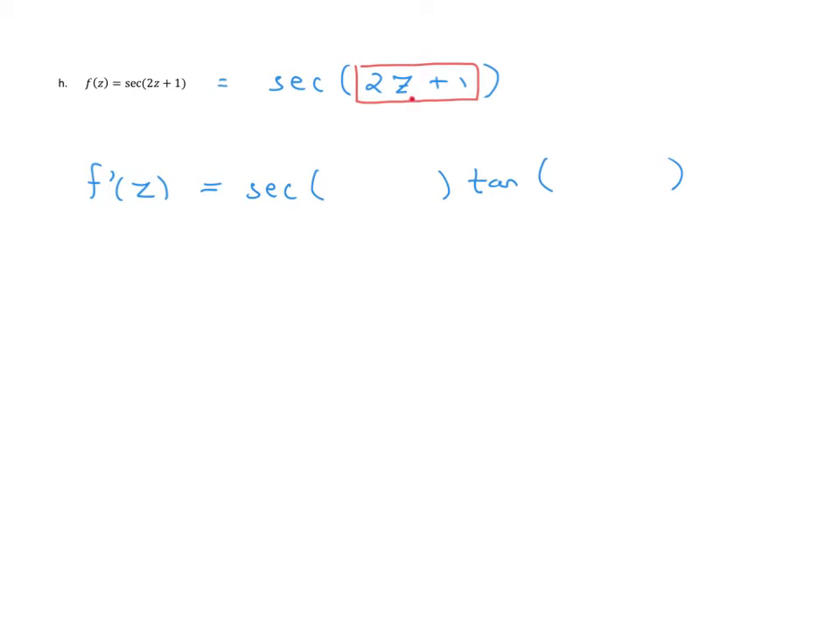Now the thing that goes in the parentheses is equal to what is here. So I'm just going to copy down that 2z plus 1. Now by the chain rule, at the very end of this, we have to adjust by multiplying by the derivative of 2z plus 1. The derivative of 1 is 0, and the derivative of 2z is 2. And this is the answer.